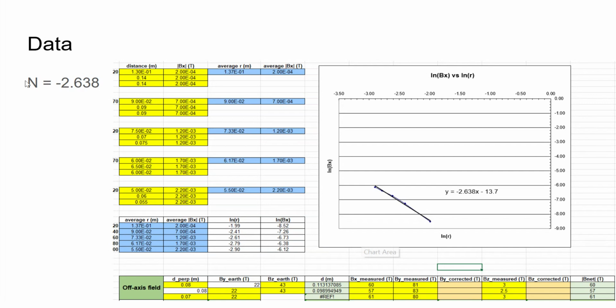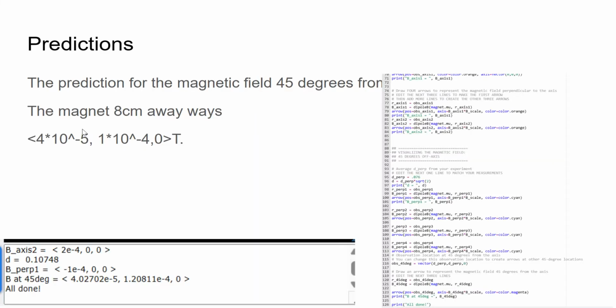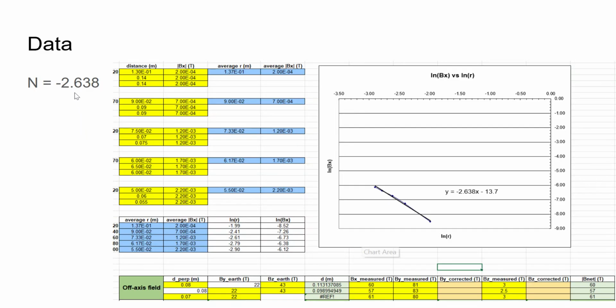This is our data, and this is our n that we got. It was negative 2.638, which is good because it was supposed to be a negative number as it decreases over distance. So as you can see, the further you get away, the less field there is, and it drops off exponentially. Or I guess it's technically quadratically.